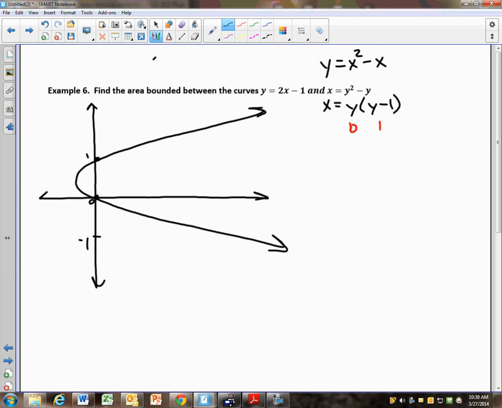And then I've got y equals 2x minus 1. What does that look like? It's a line. Shifted down 1.